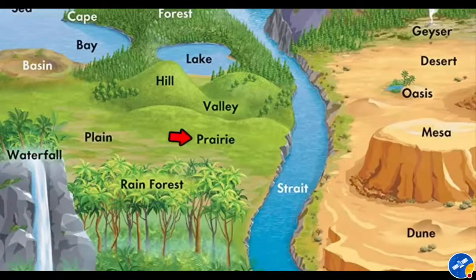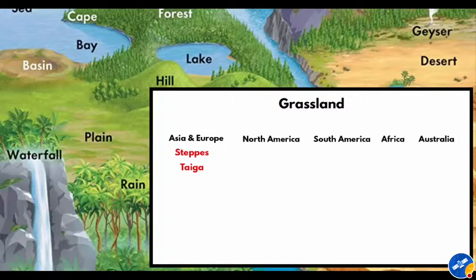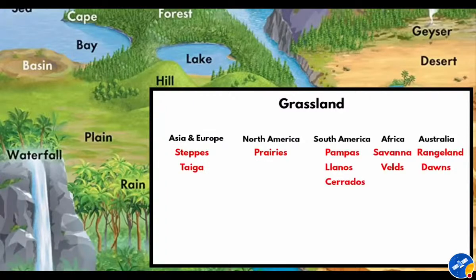Prairies are basically flat, fertile lands dominated by grasses. You can also call them grasslands. You will find very few trees. Now grasslands are known by different names in different parts of the world. In Asia and Europe, it is called steppes or taiga. In North America, it is called prairies. In South America, it is called pampas, llanos and cerrados. In Africa, they are called savannas and veldts. And in Australia, they are called rangelands or downs.